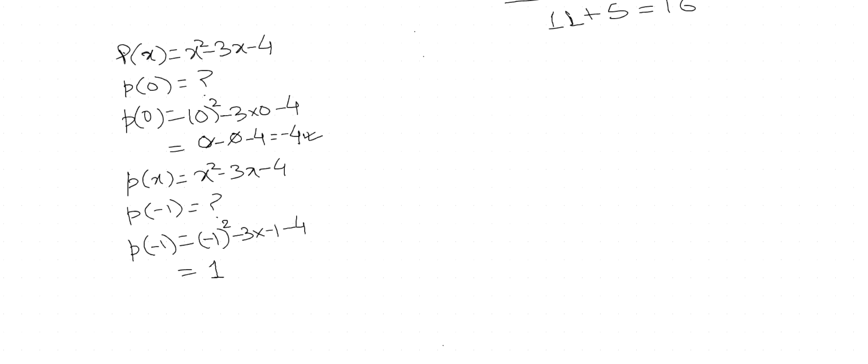Minus 3 into minus 1? Plus 3. Minus into minus is what? Plus. So you will get plus 3. 3 into 1 is how much? 3. And you have minus 4 here. Now 1 plus 3 is how much? 4. Then 4 minus 4 is how much? 0. What is the value? 0. Clear?